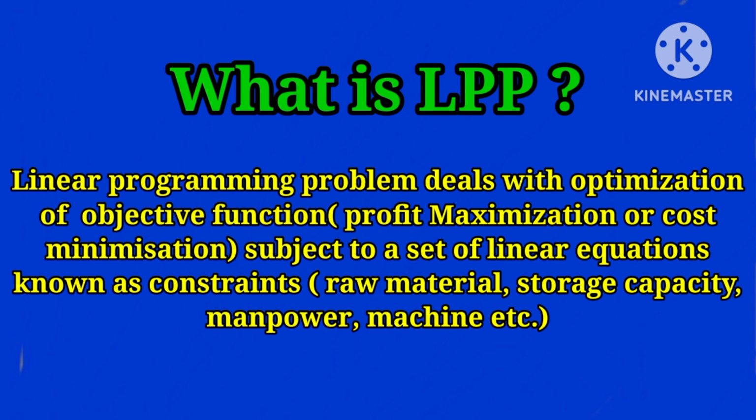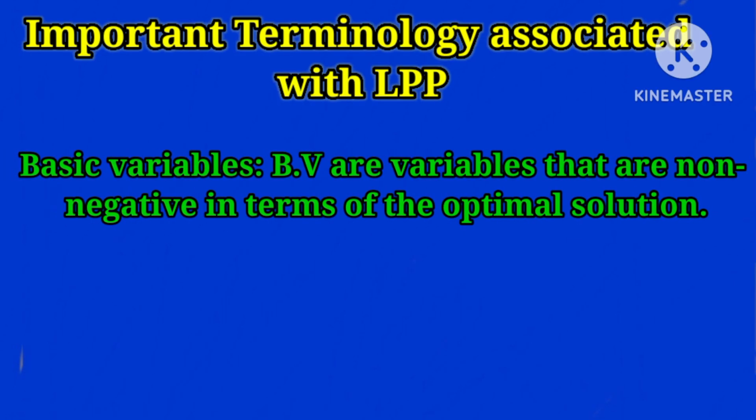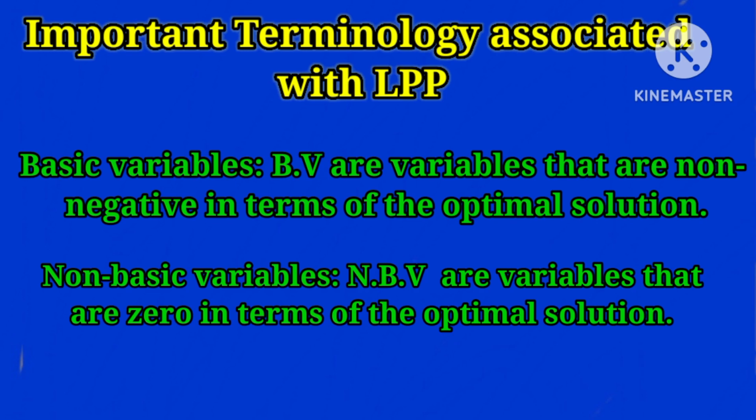Now let us discuss the important terminologies that are associated with the LPP. First, basic variables. Basic variables are the variables that are non-negative in terms of optimal solutions. Non-negativity means it cannot be negative, right? Then the next one is non-basic variable. Non-basic variables are the variables that are zero in terms of the optimal solution.